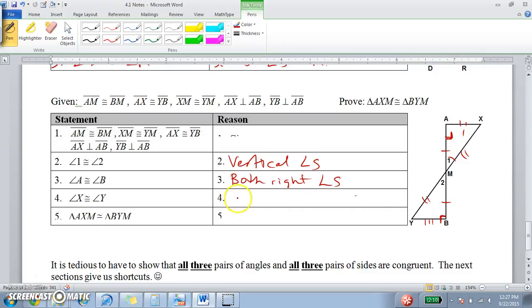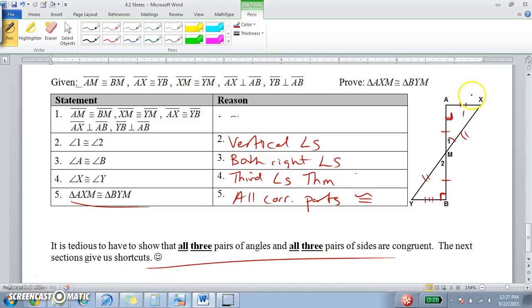Angle X and angle Y congruent. Well, this is the third angles theorem, because we already said the other two pairs are congruent. So this is the third angles theorem. It says that that third pair of angles is congruent by default. These triangles, AXM congruent to BYM. Well, we just said that all the angles and all the sides are congruent. All corresponding parts are congruent to each other. Since we said the 3 pairs of angles, 3 pairs of sides are congruent, that means the triangles are congruent to each other. In the next couple sections, we'll learn about how to prove that triangles are congruent without having to go through all of this stuff, without having to show that all 3 pairs of angles and all 3 pairs of sides are congruent to each other.